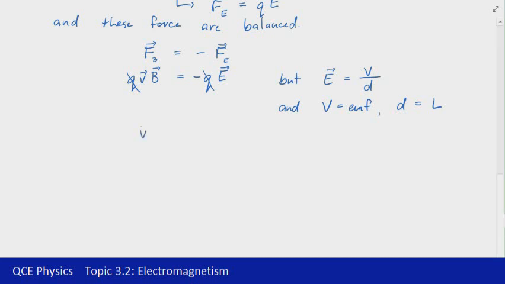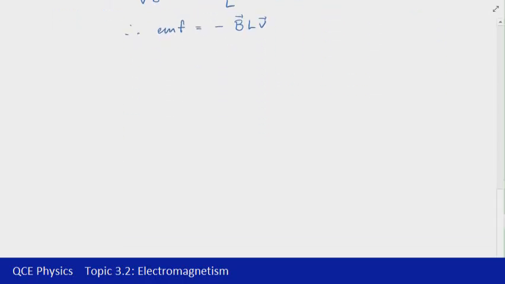So substituting into that equation now, you have that VB is going to be equal to negative EMF over L. And rearranging to calculate EMF, we can show that EMF is going to be equal to negative BLV. So there's the equation that we can use for a conductor moving through a magnetic field. You'll notice that I'm not highlighting that one. It's not actually in the syllabus.